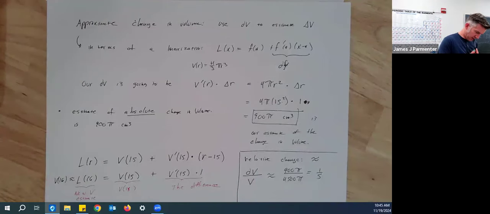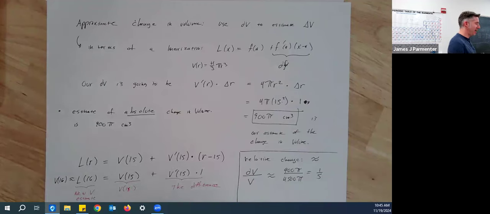Yeah, what am I missing here? Oh, I know what it is. All right, cool. The radius increased by 1/15, right? It went from 15 to 16. And the volume increased by 3/15, 3 times the amount of the radius.